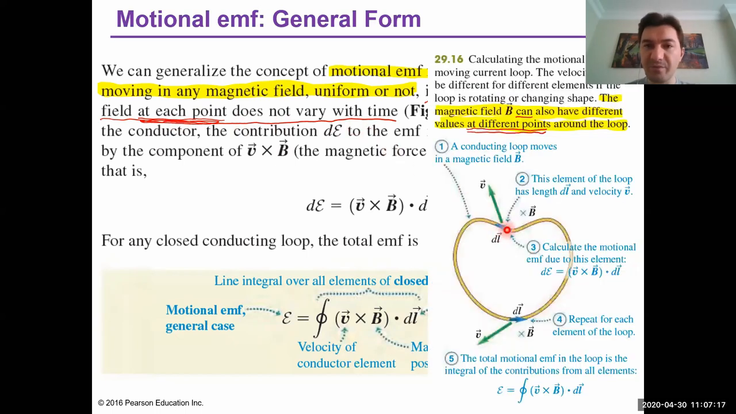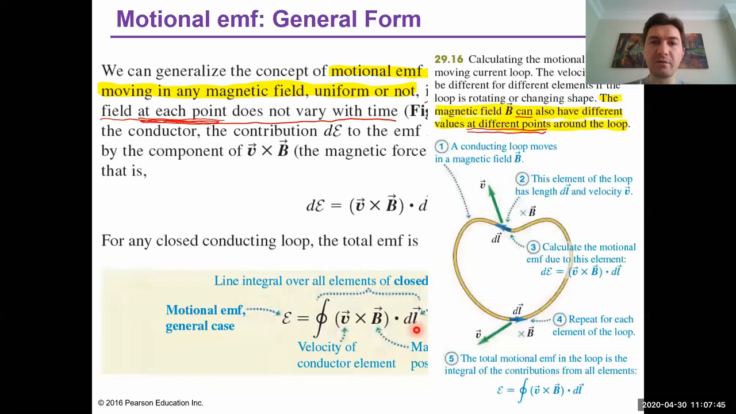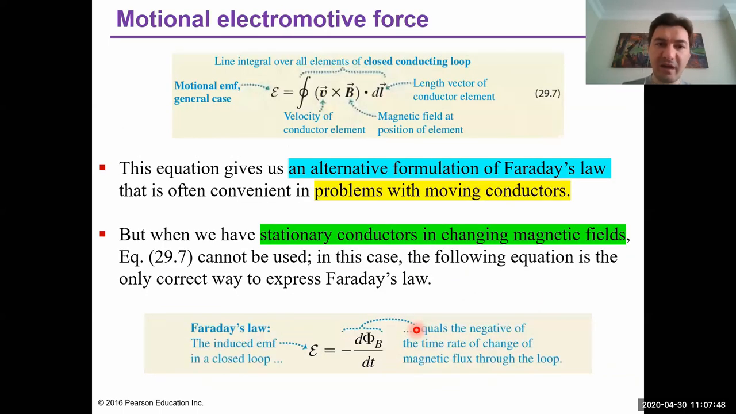So look at that one. The magnetic field is constant here. Here you may have a different magnetic field, but this is also constant, when you are calculating the EMF belonging to that part of the loop. So then this is the motional EMF. This is giving us a general case, vBL, you can consider like this. This equation gives us an alternative formula of Faraday's law, which is often convenient in problems with moving conductors.